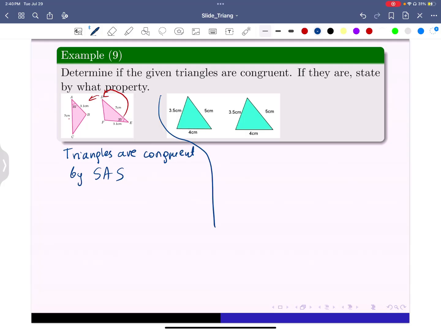Part B, we can see that this side is equal to this side, the second one 5, 5, and 3, 3. So certainly the triangles are also congruent, by side, side, side. All three sides are exactly the same.